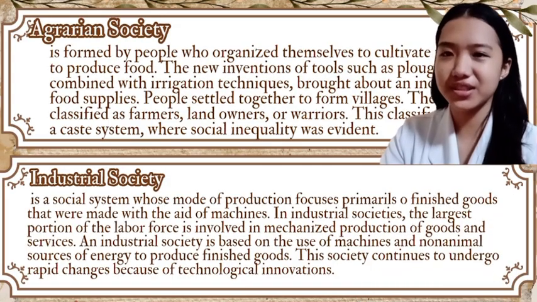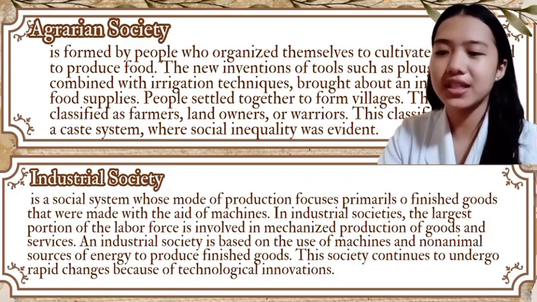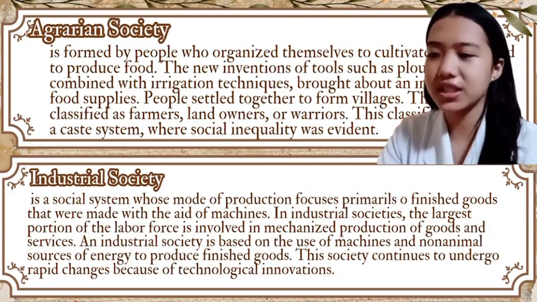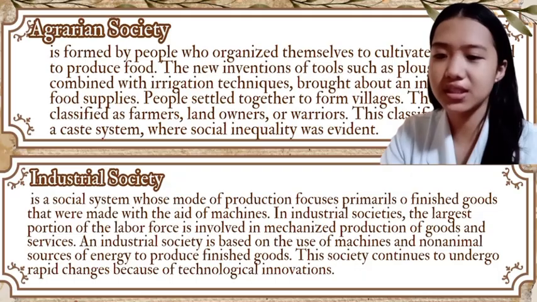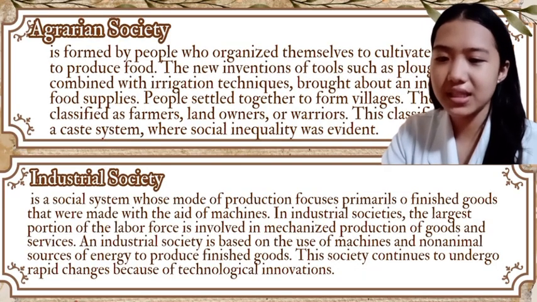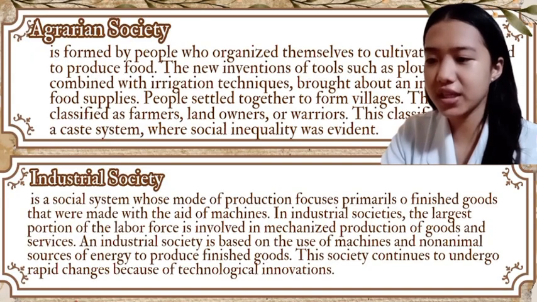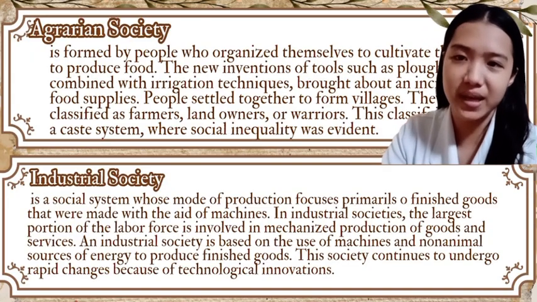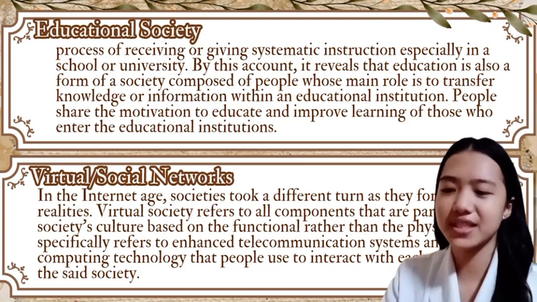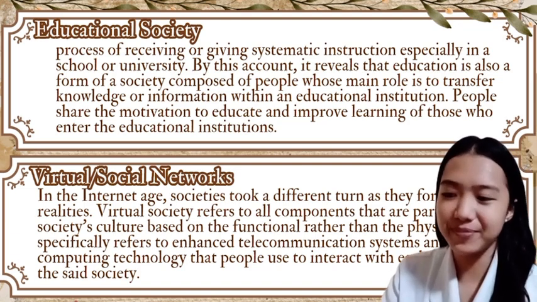Next is the industrial society. It is a social system whose mode of production focuses primarily on finished products that were made with the aid of machines. In other words, this society is formed by people who make products with the use of machines rather than by hand. The third form of society is the educational society.